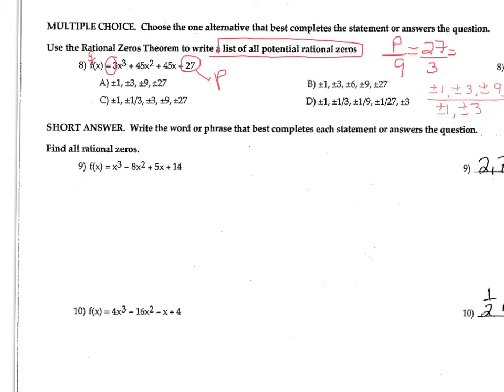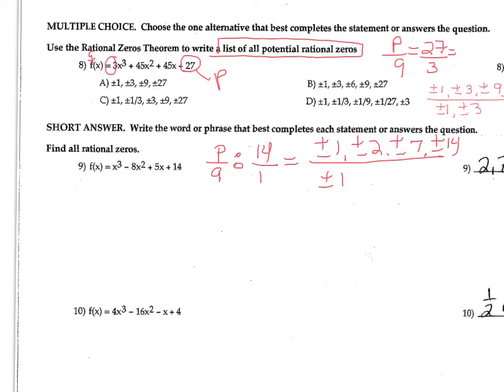In number 9, it says find all the rational zeros. So again, you have to start with the P over the Q. P is 14, Q is 1. So the list of factors are 1, 2, 7, and 14. And see, the 1 is just plus minus 1, which is all of those. And like I said, I was going to give you something that was closer to the smallest numbers.